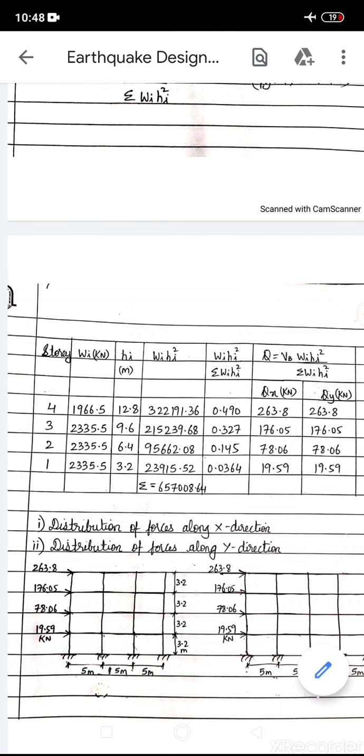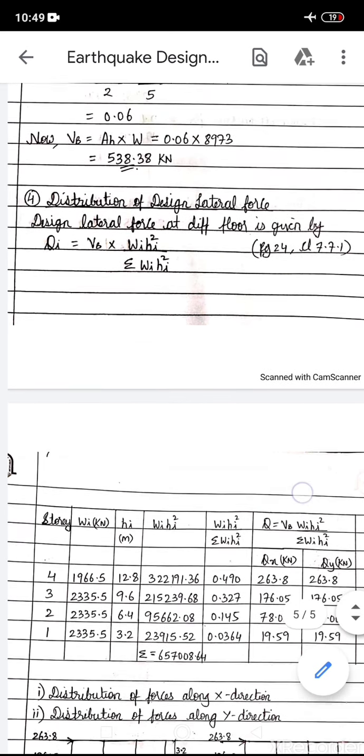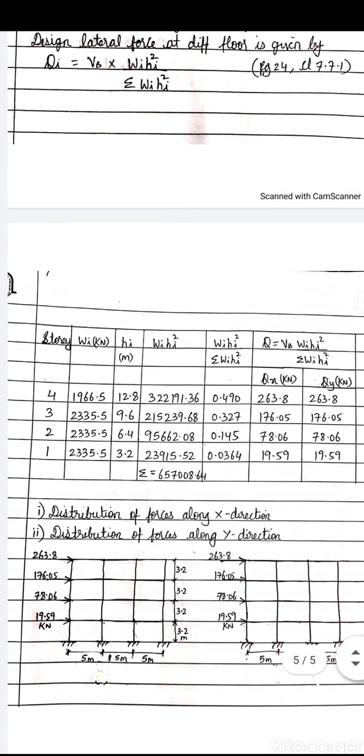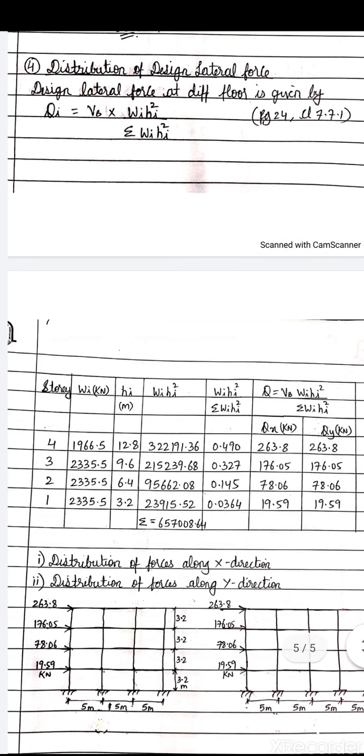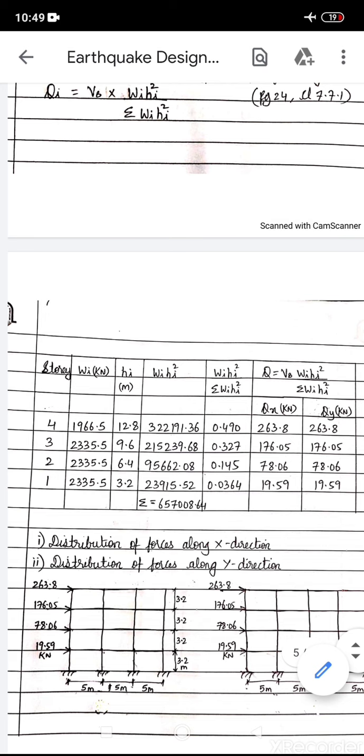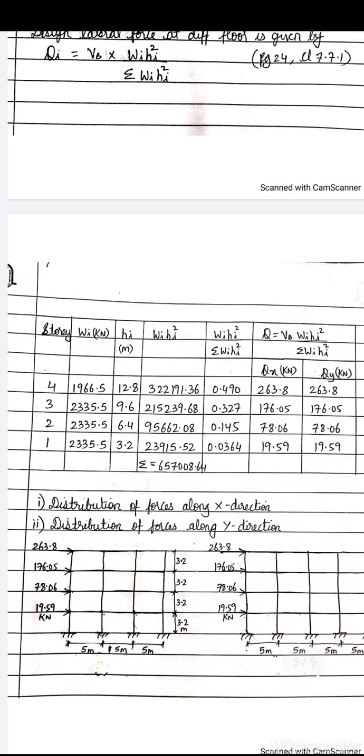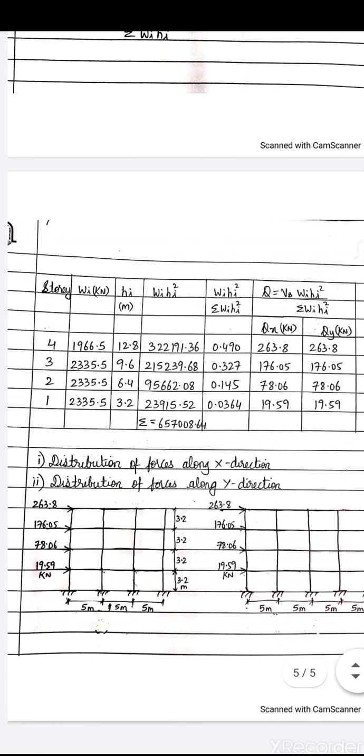So finally we will get the value of Q, that is the design lateral force. At the roof it is 263.8, that means VB, which we have already found out, 538.38, multiplied by this value 0.490 is nothing but 263.8. Similarly in Y it is 263.8. For the third story it is 176, for the second 78.06, and for the first floor it is 19.59. So this is how the table works, and you have to find the value of the force at each floor.